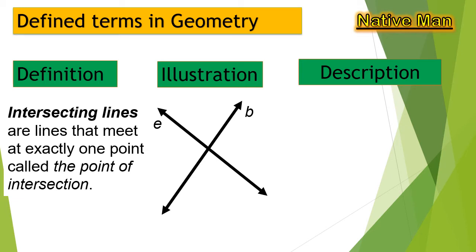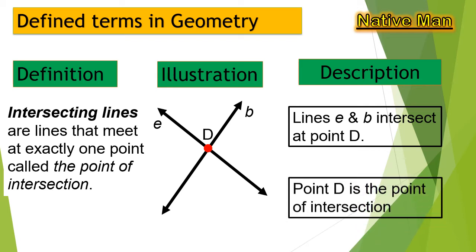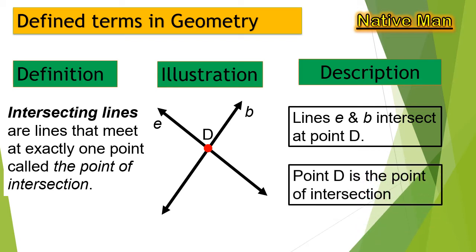Ano po? So, kapag nag-cross po sila, meron po silang point of intersection. Iyan po. So, yung point of intersection ay pinapangalanan din po iyan. Let us say that is point D. Okay? So, ang description po ng figure, lines E and B intersect at point D. And point D is the point of intersection.